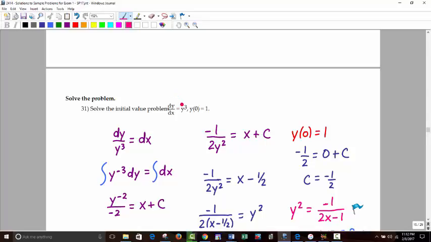All right, pretty easy to separate. You just kind of flip-flop the y cubed and the dx, essentially. So you have dy over y cubed equals dx.